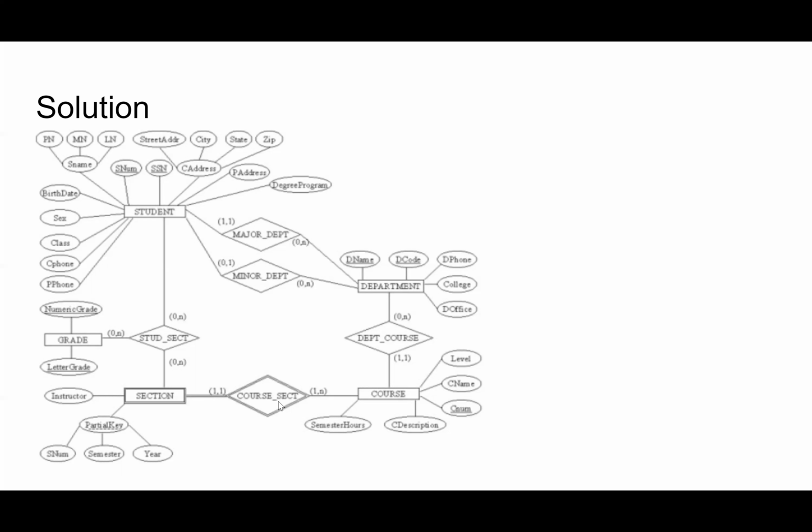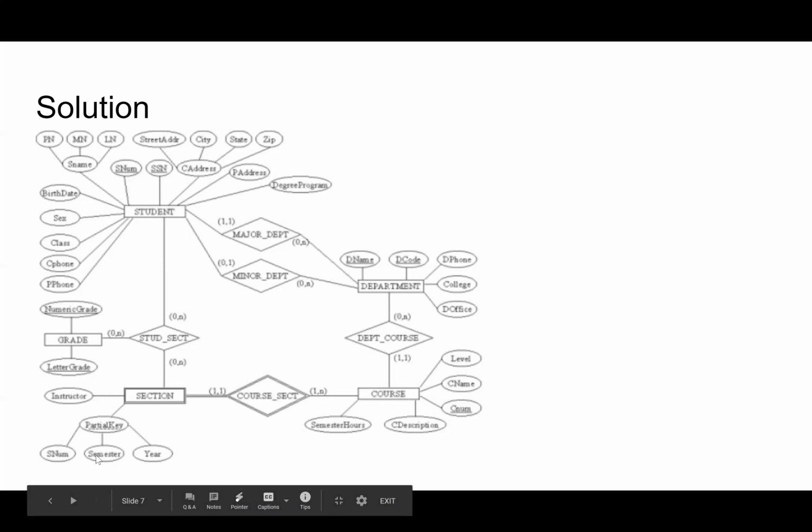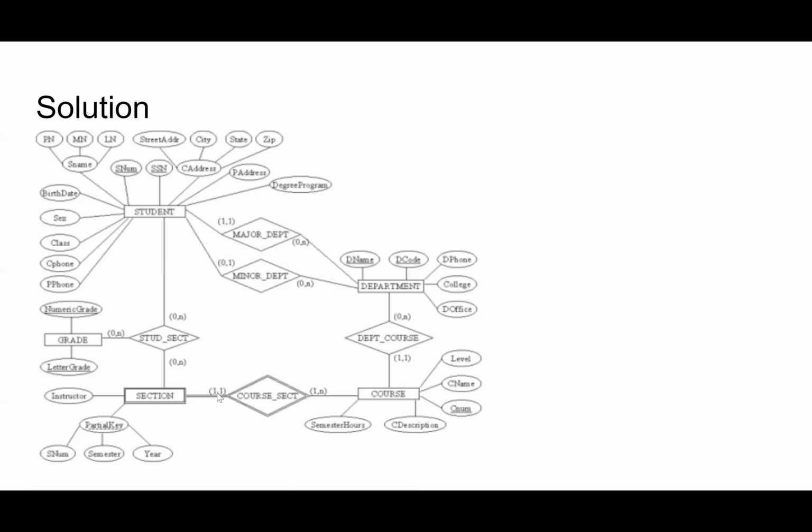Course shares a relationship with the weak entity type section. So section is a weak entity because it doesn't have a unique attribute attached to it. It has a partial key that consists of the student number, the semester, and the year. And there could be a minimum of one and a maximum of one, a minimum of one and a maximum of n in this relationship.